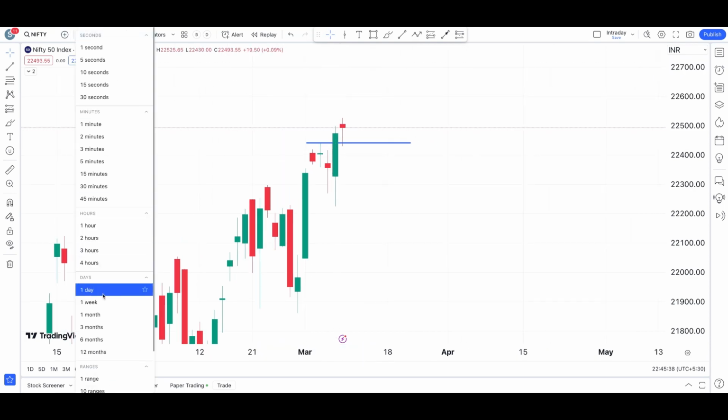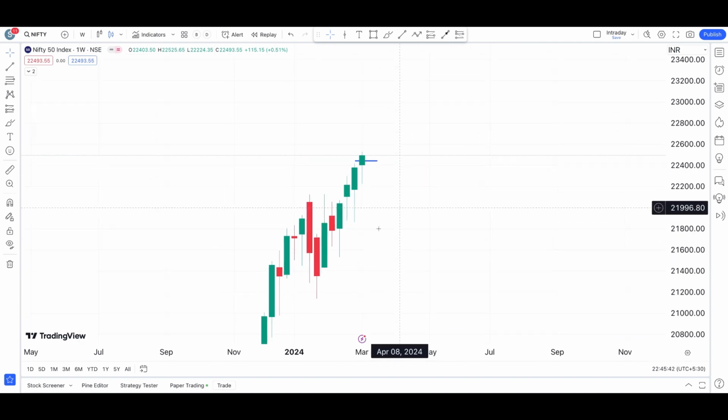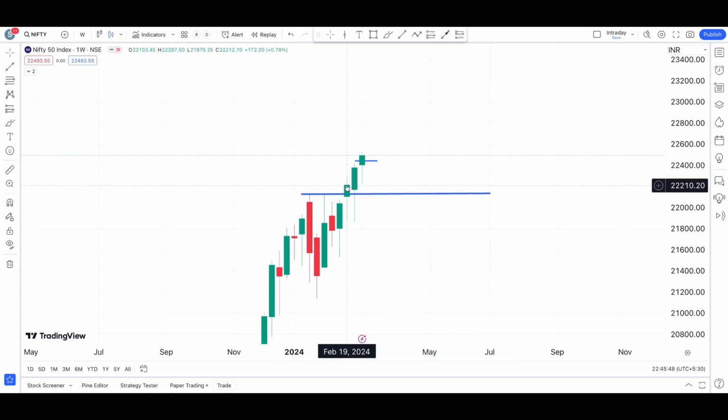Let's quickly change that to our weekly time frame. Yes, last week and the week before that we discussed this. See, we have seen a breakout after that, and we said that on a weekly chart, Nifty is looking very bullish, and here it was bullish.